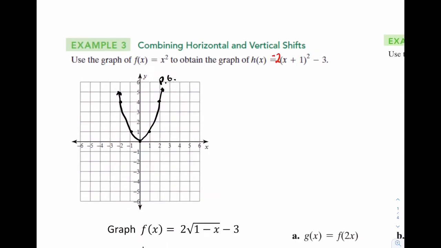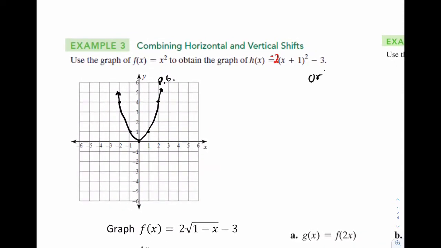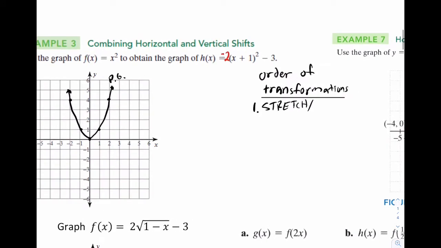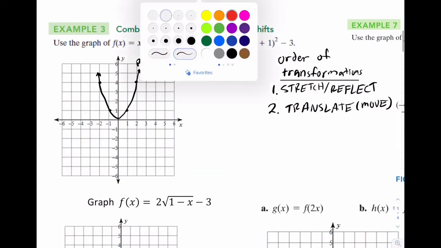And what we're going to do is transform the parent graph. So recall from your last algebra class, the order of transformations: the first thing you want to do is stretch or reflect. The last thing you do is you're going to move, or you can call that translate. But essentially that's just movement. So for this graph, let's list out the transformations here.